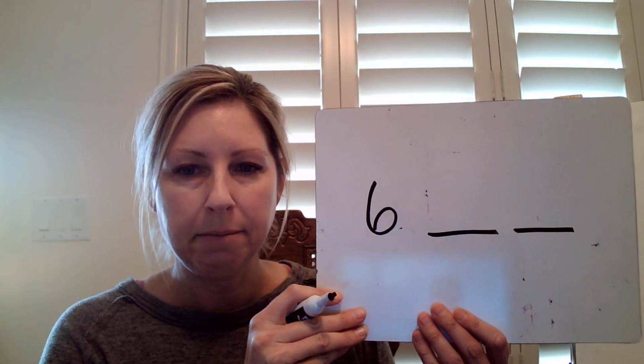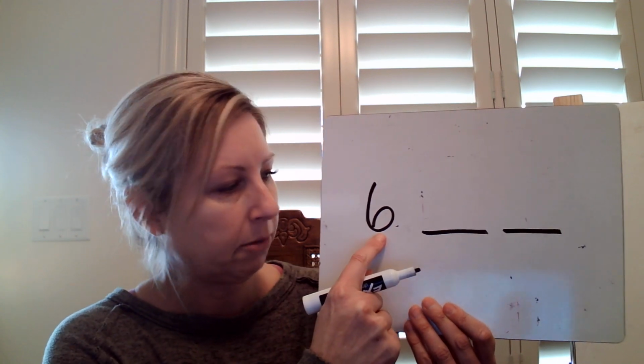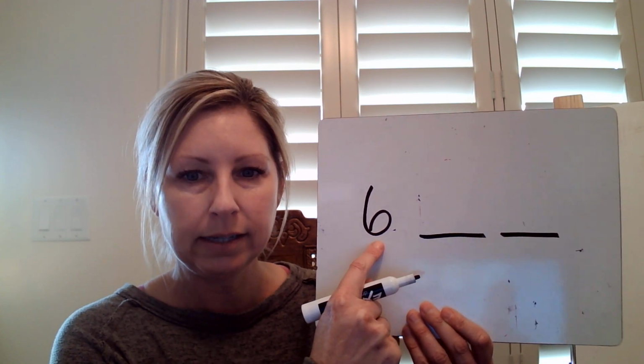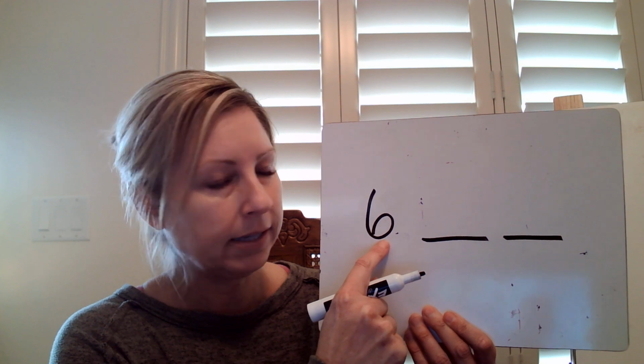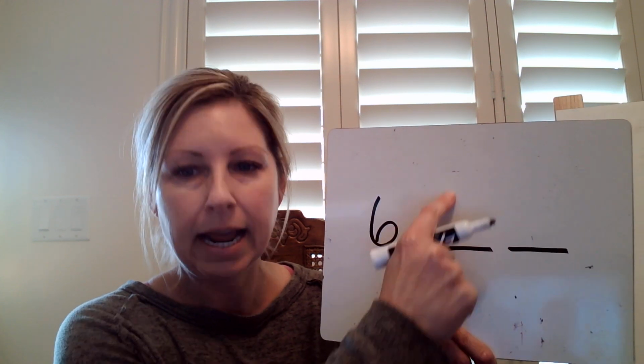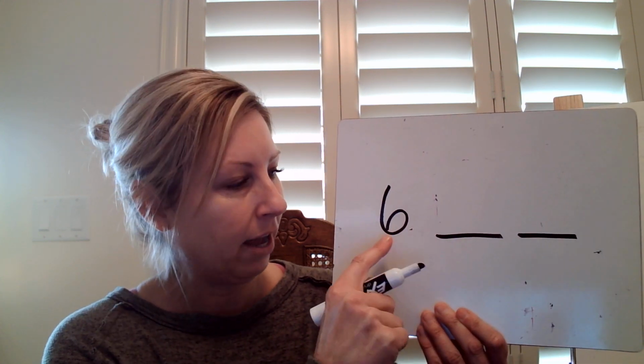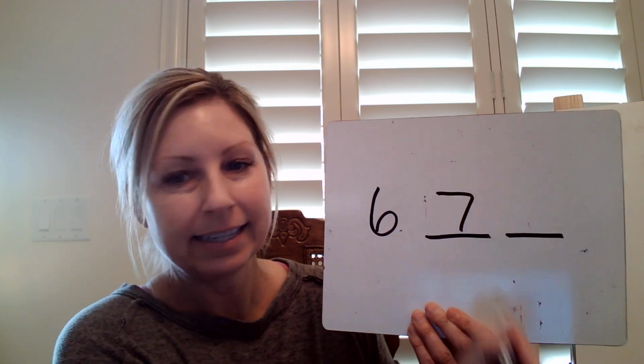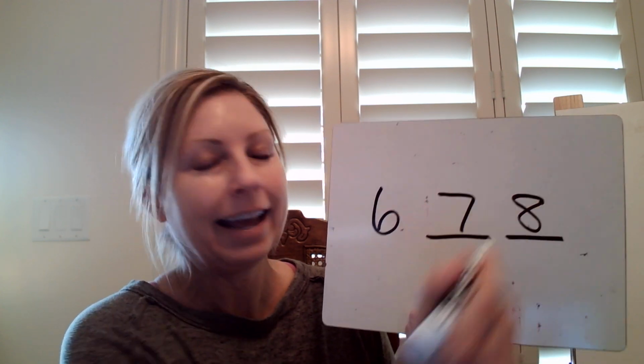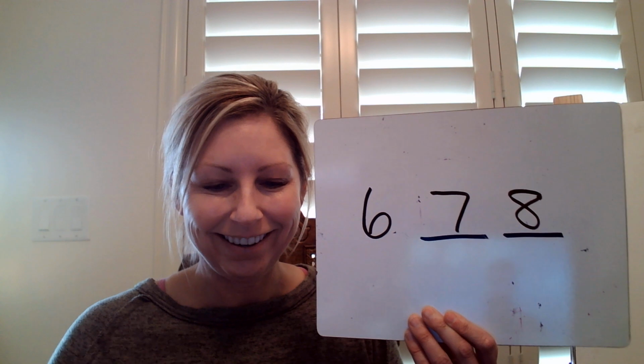Okay, so what's going to come next? Ready? So say this number out loud. What is it? 6. And then let's count on. 6. All right, we'll do it out loud. 6, 7, 8. Is that what you got? All right, good job. And remember, you don't need to be writing these. You're just saying these out loud.